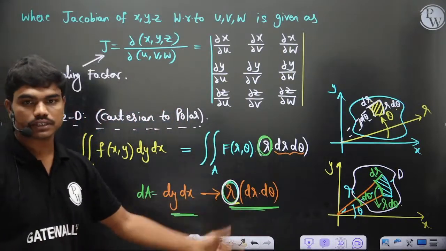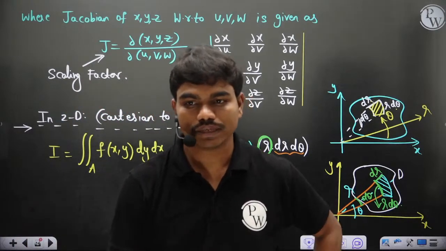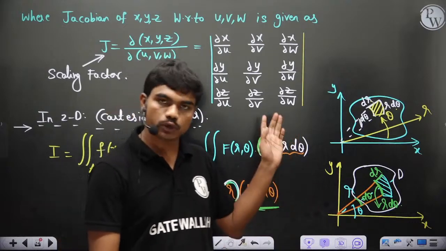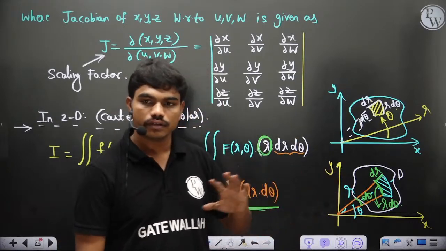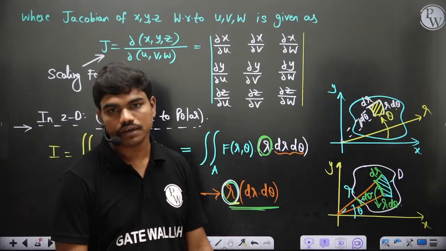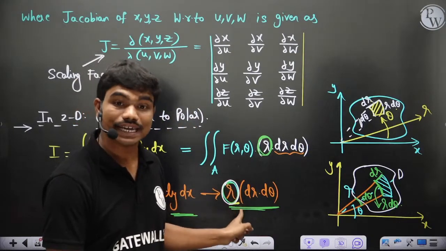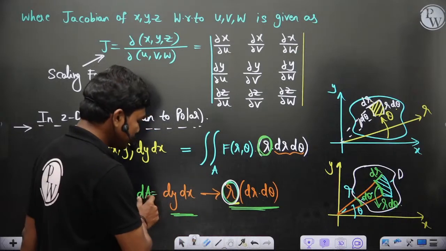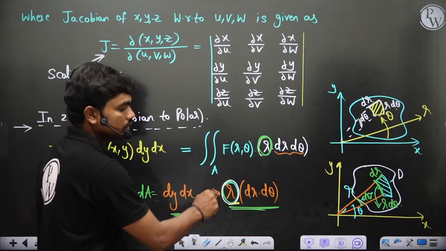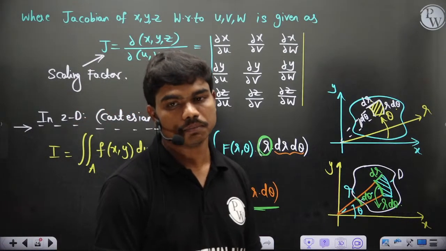So dA is equal to this. Is it clear to all of you? Yes or no? Please type it in the chat box. Did you all understand the coordinate transformations? I'll show you an example, of course, but did you all understand mathematically why this Jacobian comes out? This Jacobian is basically the scaling factor. So this dA is the same as dy dx, but it's not equal to dr d theta. It should be multiplied with this factor r.